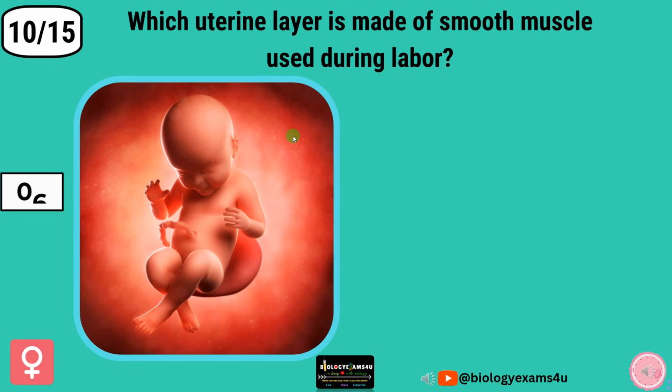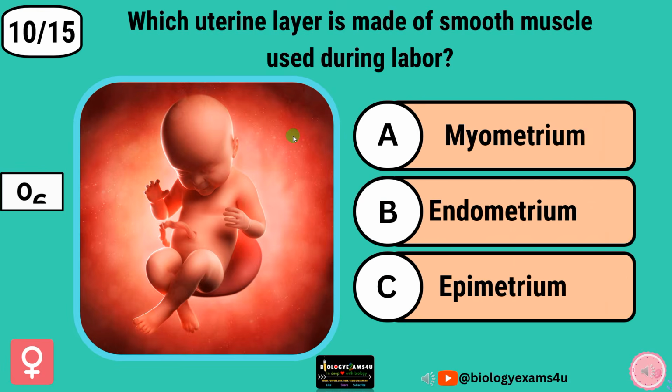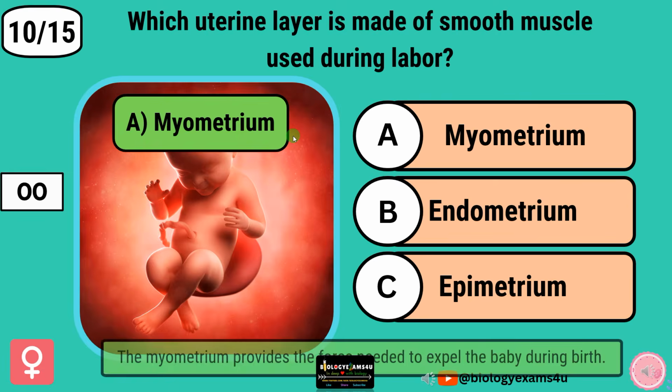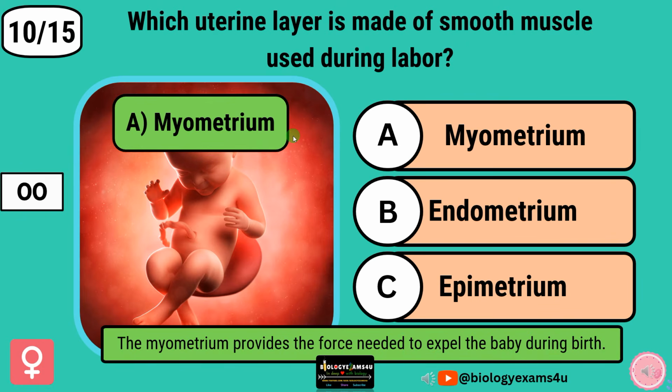Which uterine layer is made of smooth muscle used during labor? Option A, myometrium, B, perimetrium. It is the myometrium. The myometrium provides the force that is needed to expel the baby during birth.